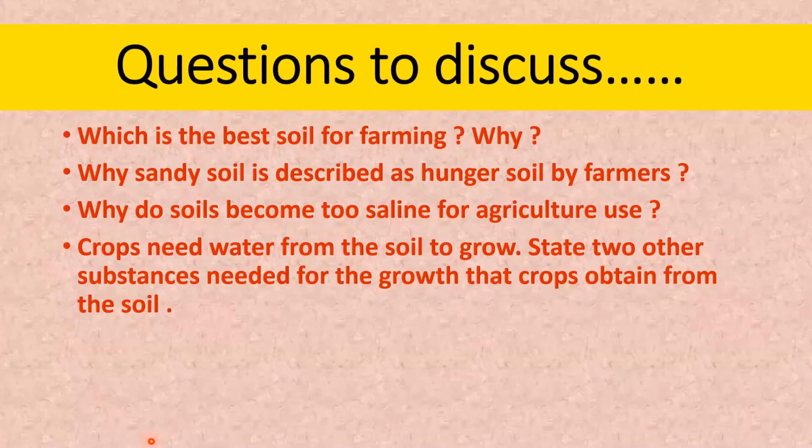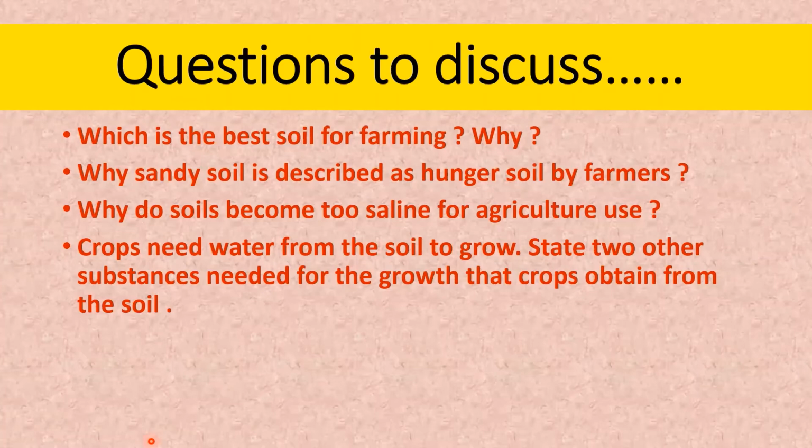Loamy soil has large pores where the supply of air is sufficient, and it has small pores where the supply of water is also possible. So loamy soil retains moisture and allows water to drain through it during times of high rainfall, and it has enough clay for holding the nutrients, and it is easy to work.